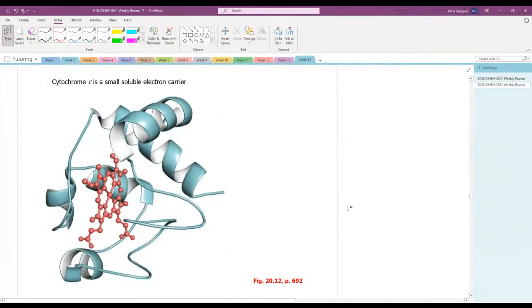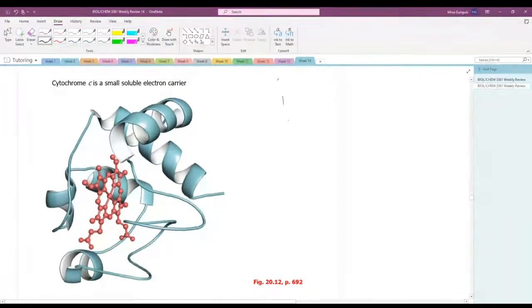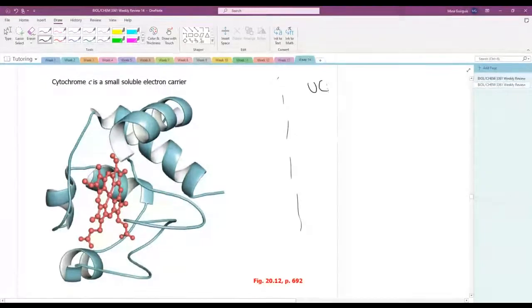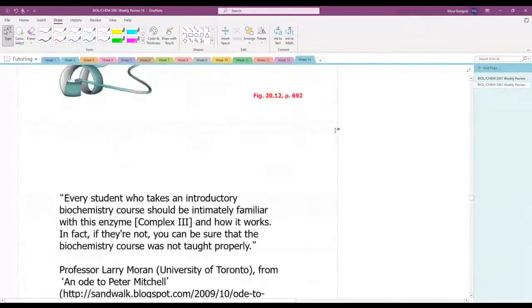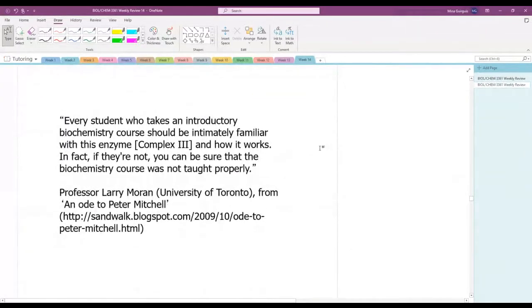Okay, so cytochrome C and UQ differ in a few ways. UQ, first, solubility. So this is hydrophilic. This is hydrophobic. All right, second, this can only accept and donate a single electron at a time. This does 2. Okay, those are the 2 big ones that I want to talk about.